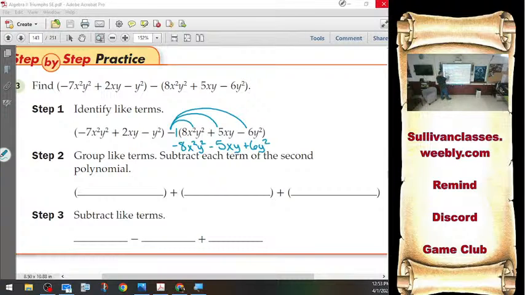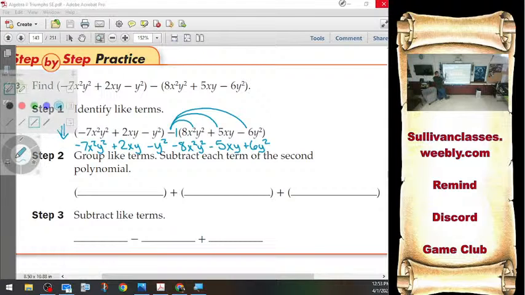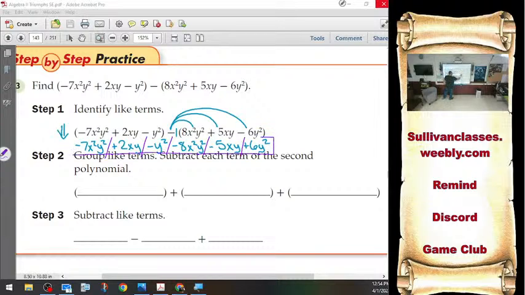And then all this stuff is just gonna drop. Negative 7x squared y squared plus 2xy minus y squared. See, if I write it all in one big long chain like that, now I see a plus sign, chop it up. I see a minus sign, chop it up. I see a minus sign, chop it up. I see a minus sign, chop it up. I see a plus sign, chop it up. And you look at all of these boxes.